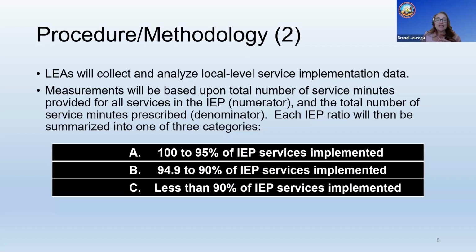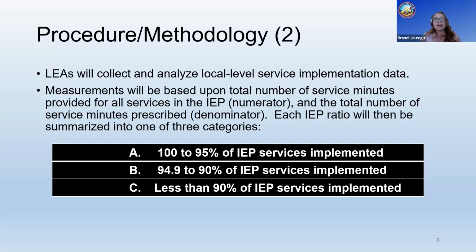So the numerator is the total number of service minutes provided for all services prescribed, all services received in the IEP. And then the denominator is going to be the total number of service minutes that were prescribed. So it's all minutes prescribed. Numerator is all the actual service minutes provided.